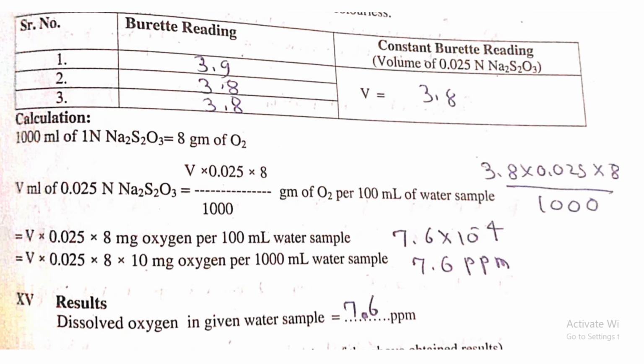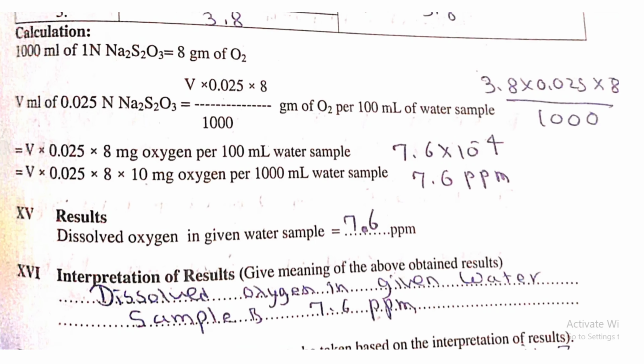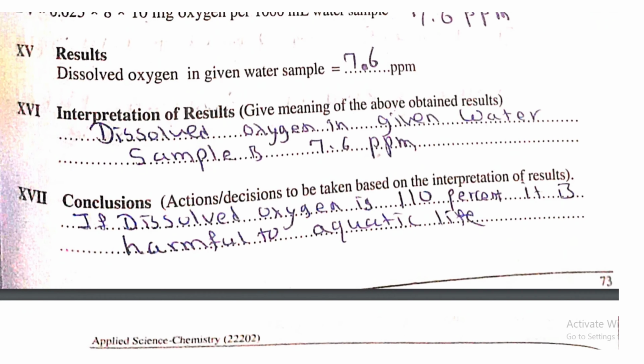Then calculation: V mL of 0.025 normal sodium thiosulfate is equal to V into 0.025 into 8 upon 1000. V is 3.8 into 0.025 into 8 upon 1000. This is 7.6 into 10 raised to minus 4, that is 7.6 ppm. It is the dissolved oxygen in the water sample.